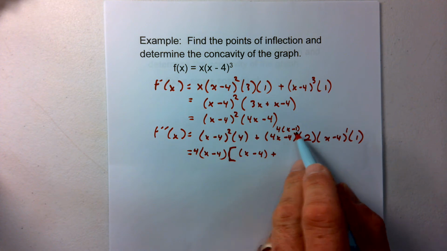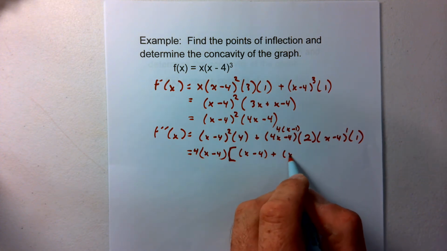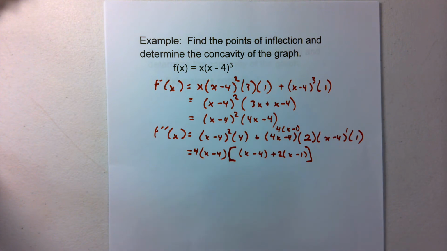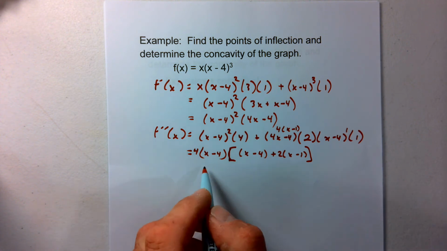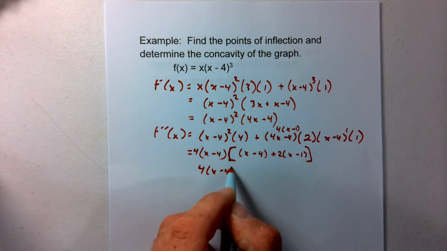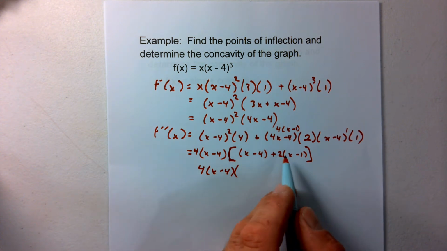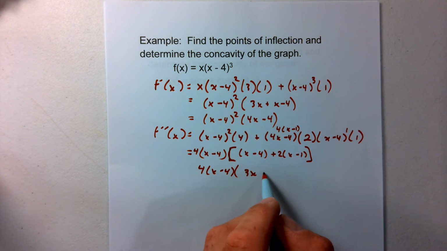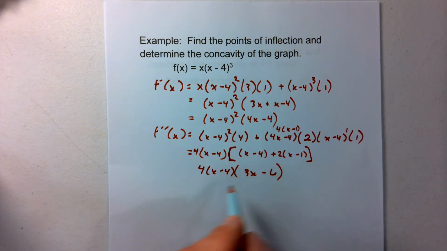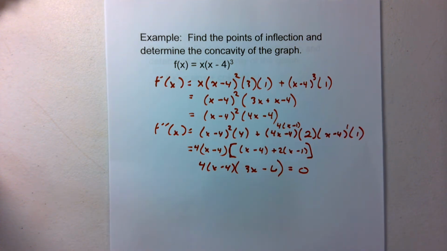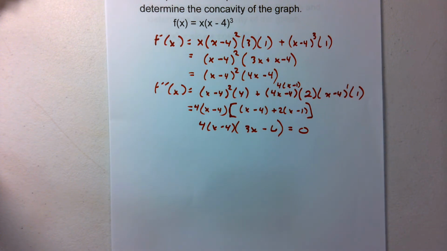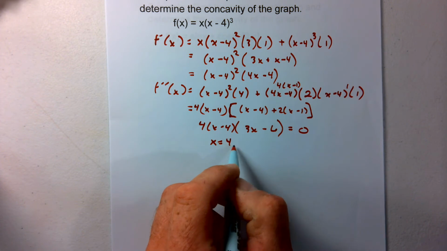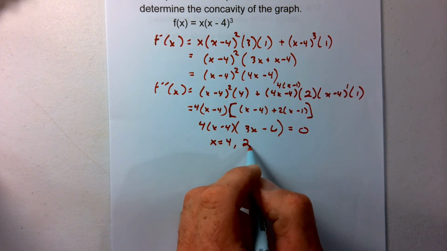And to that, we're going to have an x minus 1 and a 2 from the second term there, as I've factored out. So then I get 4 times x minus 4 times, I have x plus 2x gives me 3x, and negative 4 minus 2 gives me minus 6. So I'm going to go ahead and set those equal to 0 to find my possible points of inflection. If I set those equal to 0, I get x equal to 4, and x equals, in this case, 2.